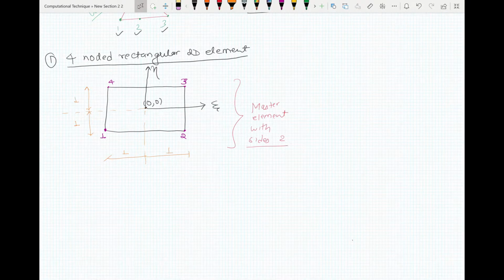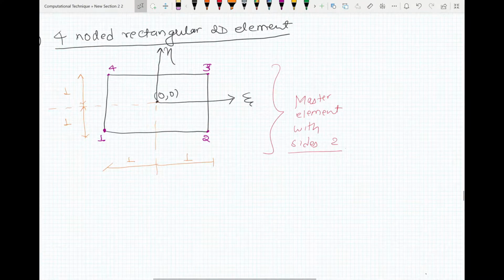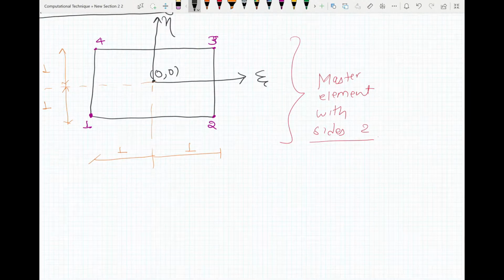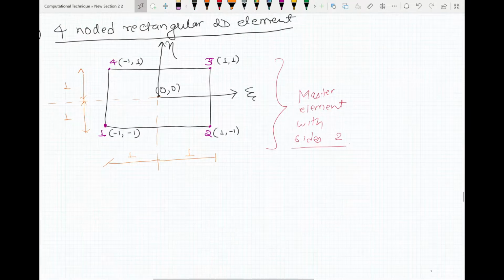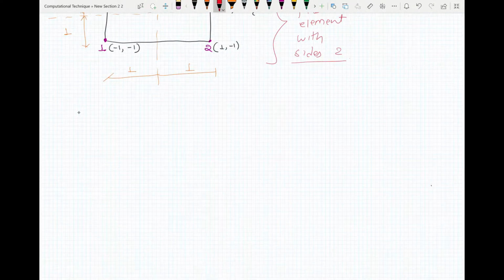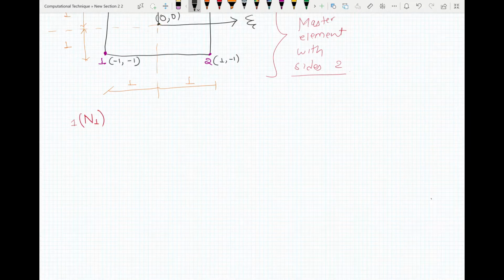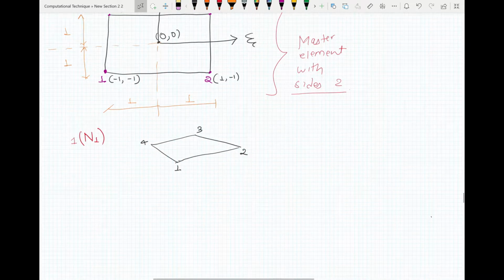Now define our shape functions in the master element. If we write our coordinates based on this, let's try to find our shape function for node 1, that is N1. I'll draw this in isometric form. Now by definition of the shape function, what you'll have is for N1 at node 1, its value should be 1, isn't it?